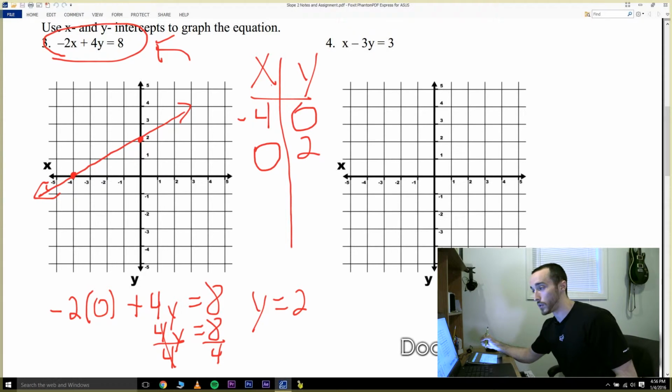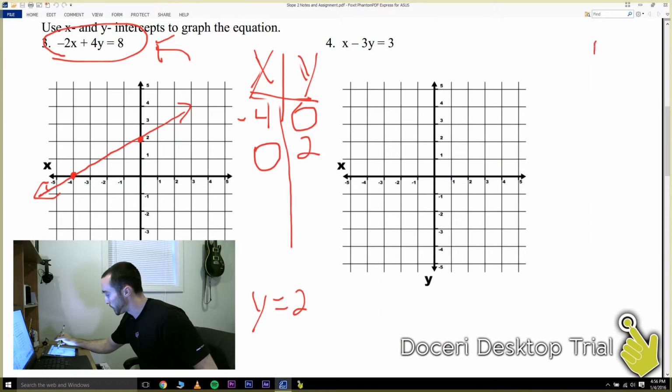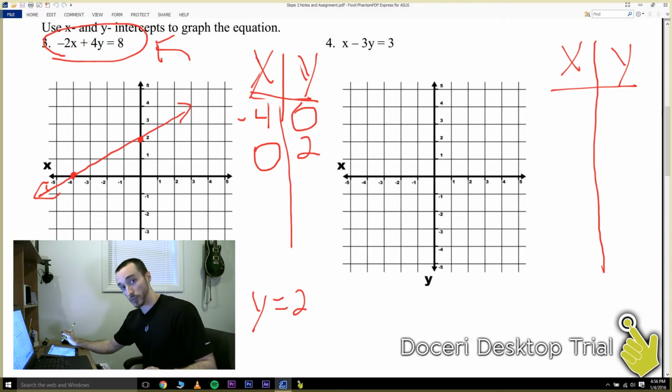So right now, if I were you guys watching the video, I would pause it and try number 4. Okay, now that you've had a chance to try number 4, let's go over it together and see if you got this right. So I'm going to make an xy table, and remember, the numbers that I want to plug in here are just zeros. I'm going to do it once where I make y be 0. That'll tell me what my x-intercept is. And then I'll do the whole problem again, but this time I'll make x be 0, and that'll tell me what my y is.